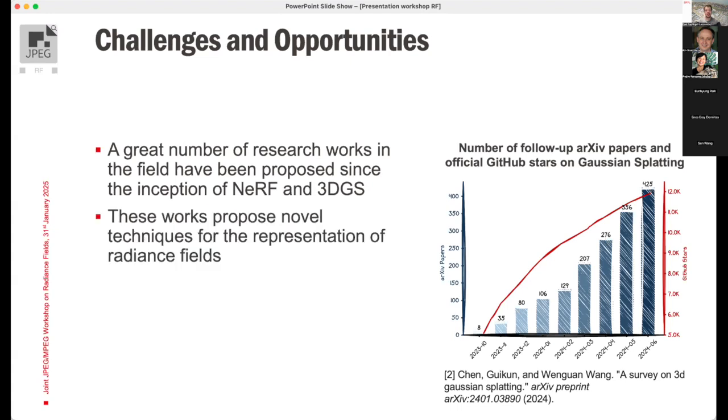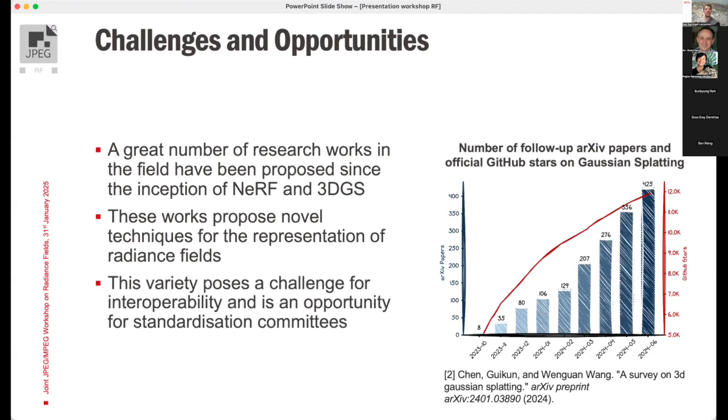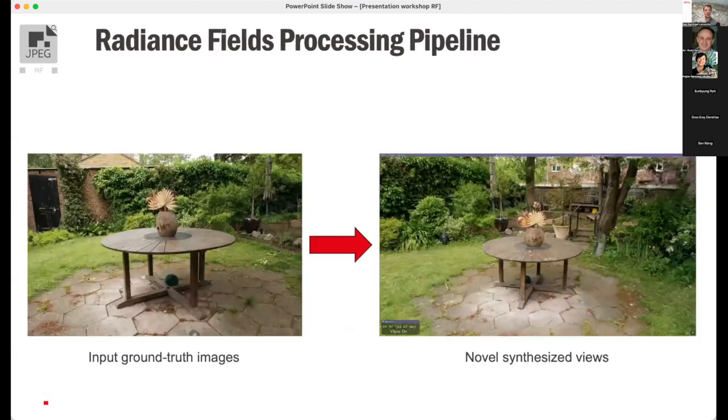But if we want to think about applications and interoperability between different devices, well, each of these methods may employ a different representation for the radiance field. This kind of variety of solutions poses a challenge for interoperability, but it's also an opportunity for JPEG and MPEG, so different standardization committees that can step in and propose coding standards for this kind of modality, right?